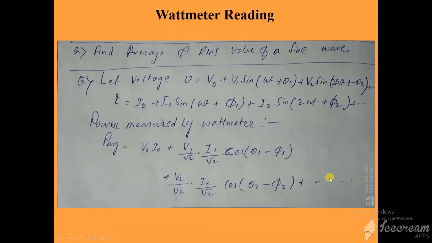So next question. This is for your exercise only. Find the average and RMS value of a sine wave. The average obviously does not need to be found because it is 0. In a sine wave, it is 0, and the RMS you need to find, right? If Vm sin omega t is the waveform, then Vm by root 2 will be the RMS value you need to find.